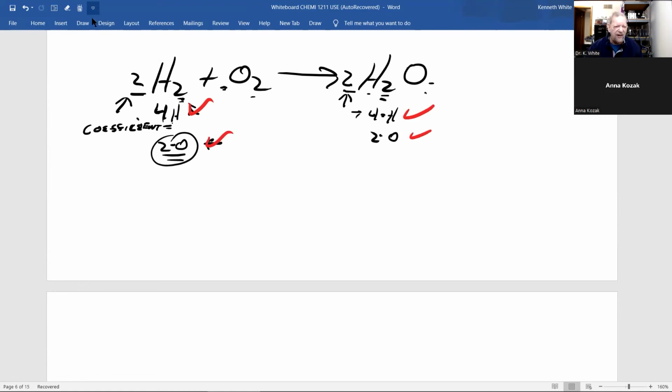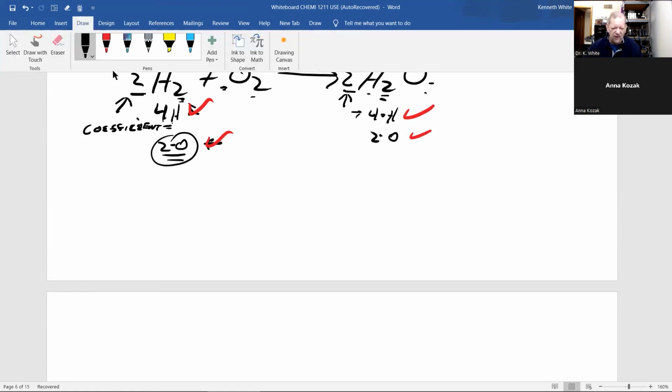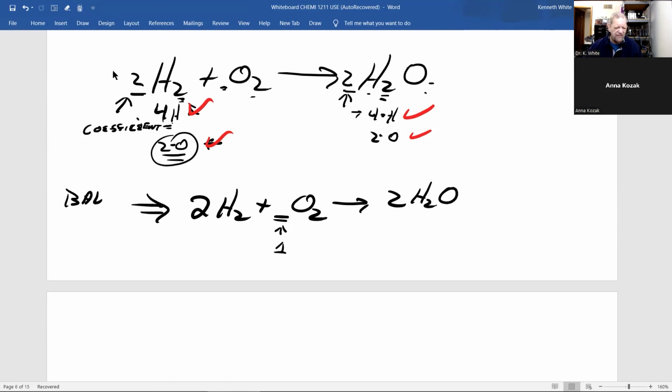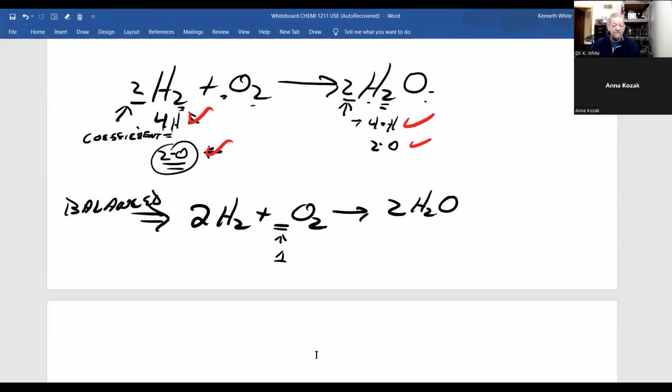This is now balanced. And the balanced chemical equation is 2 hydrogen molecules react with 1 oxygen. When there's no coefficient, you assume that's the number 1, to make 2 molecules of water. And this is now balanced. And this is a skill you should have, and we will work on it next week.